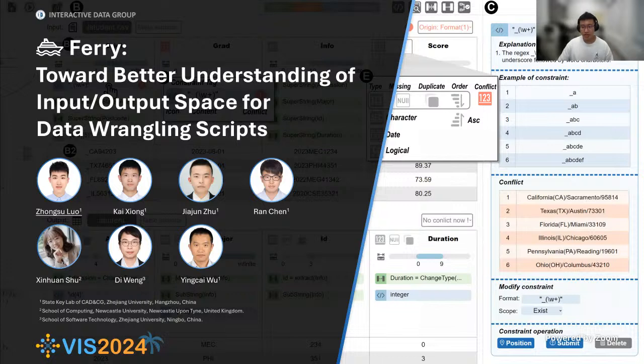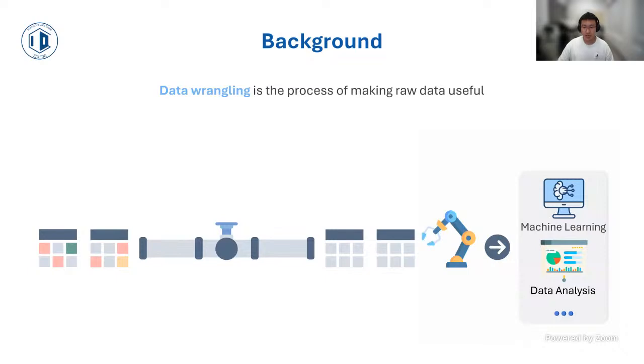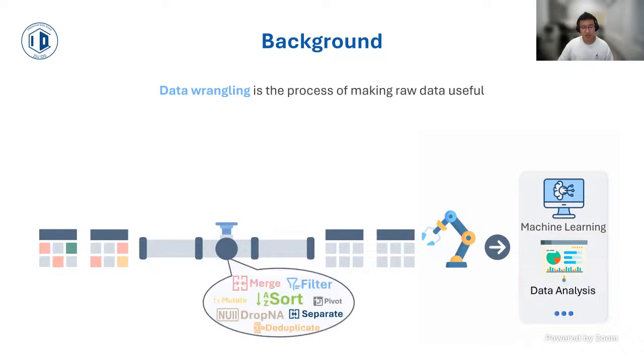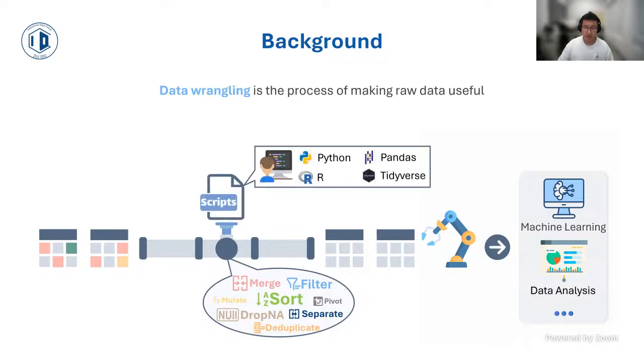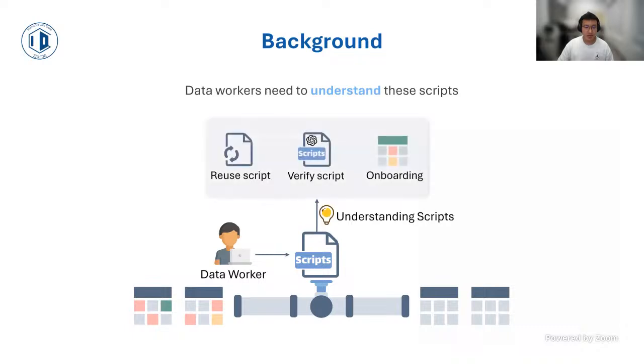I'm Zhongsu from Zhejiang University. Today, I will introduce the latest paper from our group, Ferry, toward better understanding of input-output space of data wrangling scripts. Data wrangling is the process of transforming raw data into a usable format and content for downstream tasks. It can be conceptualized as a pipeline comprising multiple data transformation steps. Typically, data wrangling is performed using scripting languages and their associated libraries. Data workers need to understand these scripts in various scenarios, such as reusing existing scripts, validating scripts generated by large language models, and onboarding new data.